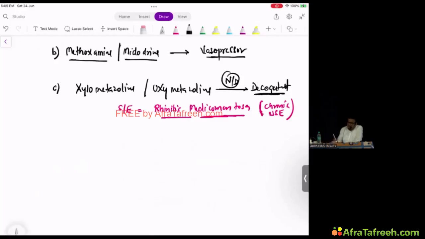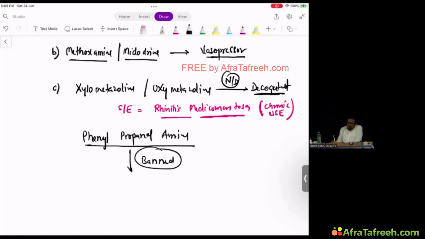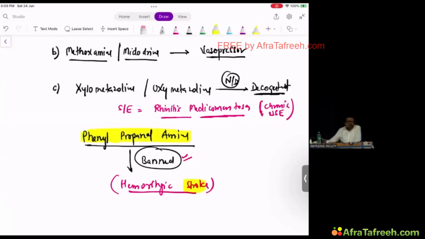Among these, there was a drug called phenylpropanolamine. This was also a nasal decongestant. This drug has been banned because it was found to cause hemorrhagic stroke. It was causing CNS bleeding. The drug has been banned. Very commonly asked question: which drug causes stroke? Which drug causes stroke? Answer is phenylpropanolamine. The drug was used as a nasal decongestant.